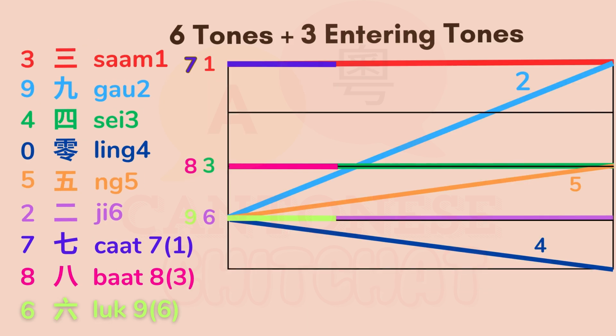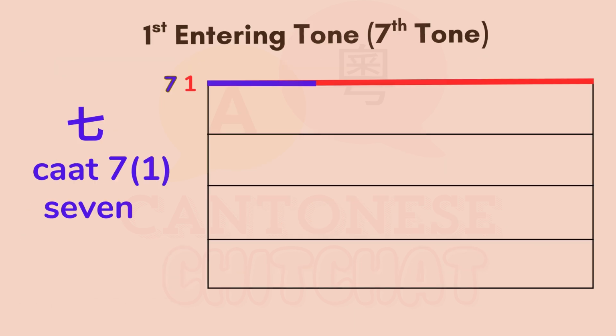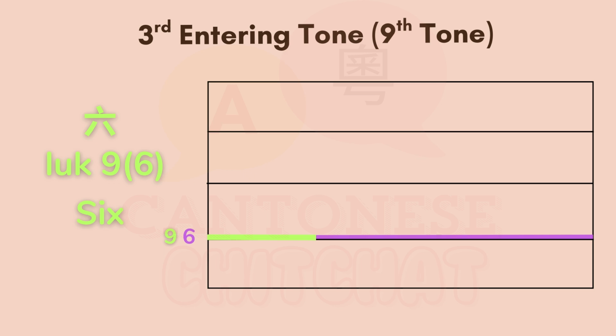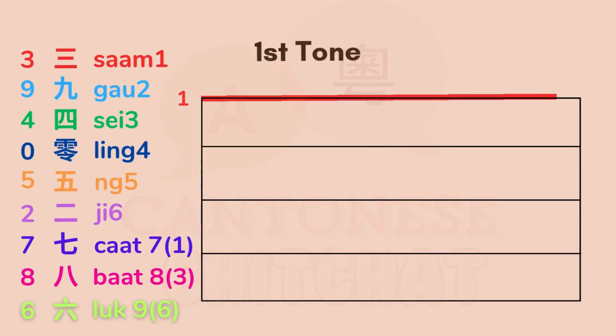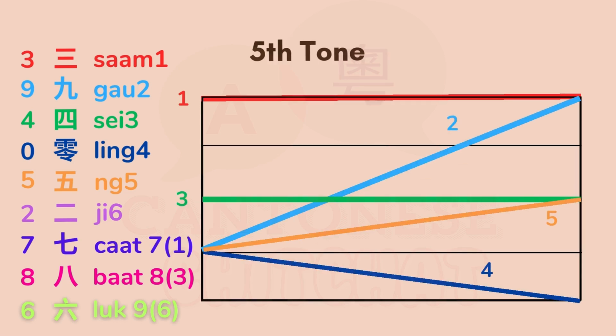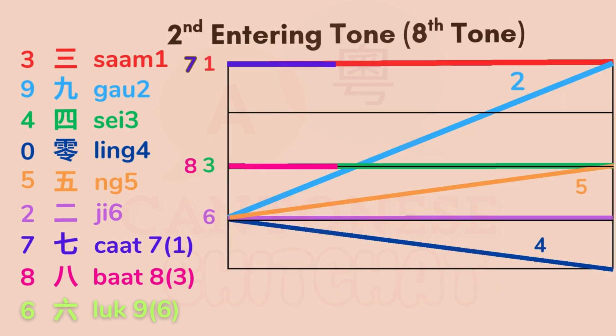Numbers are always a fun way to practice tones, including ending tones. Repeat after me. 七, 七, 八, 八, 六, 六. Let's practice all together. 3, 9, 4, 0, 5, 2, 7, 8, 6.